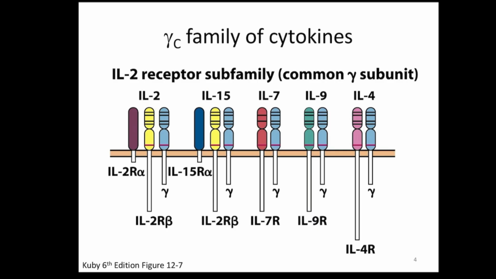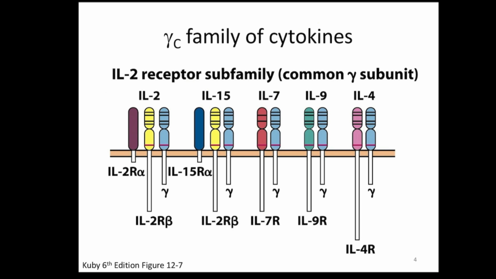The gamma chain is encoded on the X chromosome, making this an X-linked disease, something that we frequently see in young boys. And so this family of cytokines is sort of like the particularly important family of cytokines. It all involves these different types of receptors.